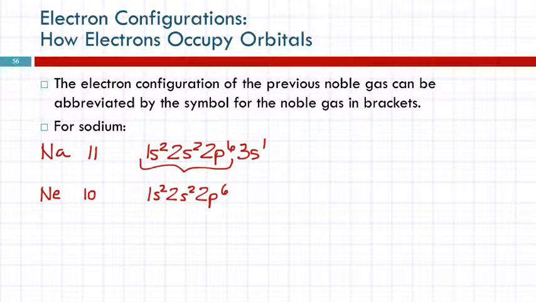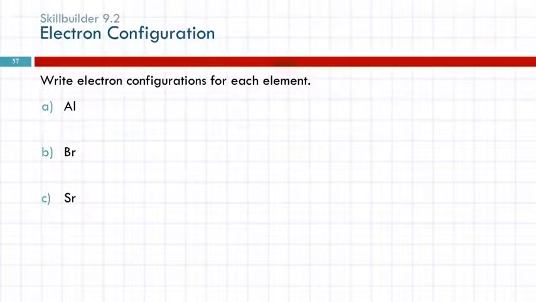So the shorthand is, instead of writing 1s2, 2s2, 2p6, we write neon in brackets, and we just write the 3s1. Easier? Yeah. But that's not going to make a lot of sense unless you understand the whole thing as well. So to write the noble gas shorthand, you're going to find the element you're writing the electron configuration for, and you're going to go to the previous noble gas, the one closest to it but lower. And you'll start there and then just add in the electrons on top of that.